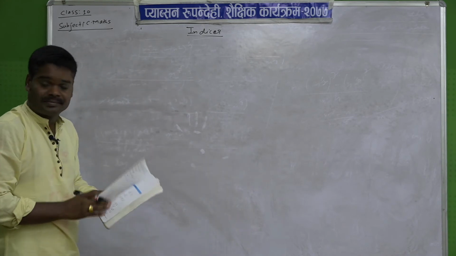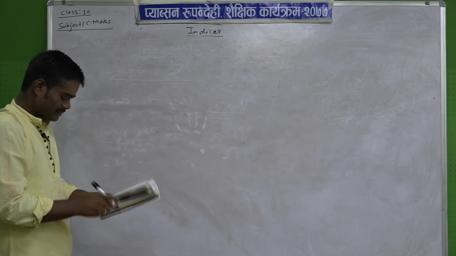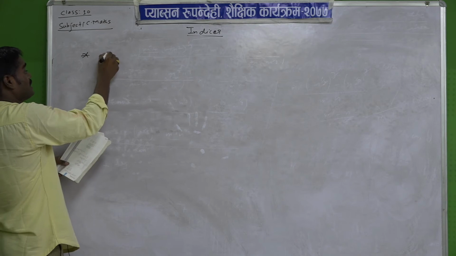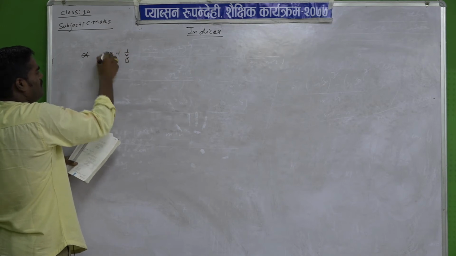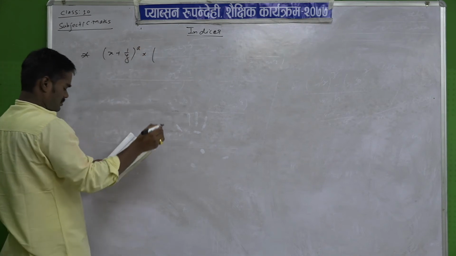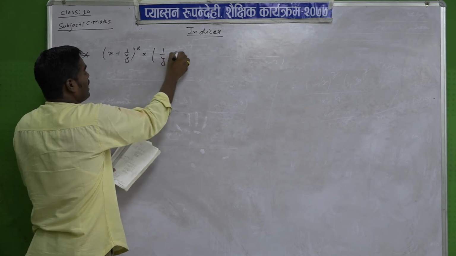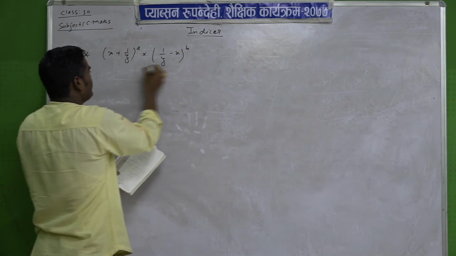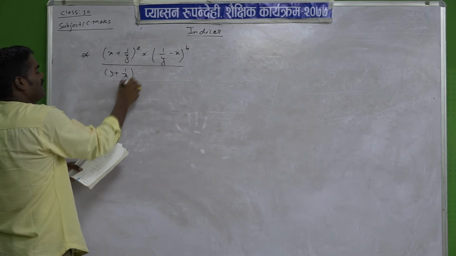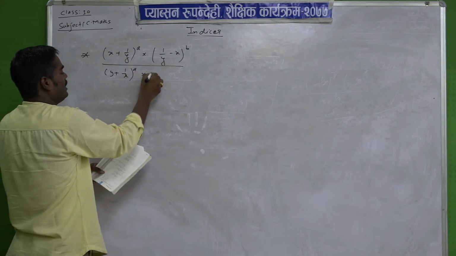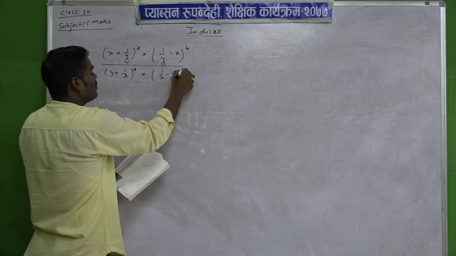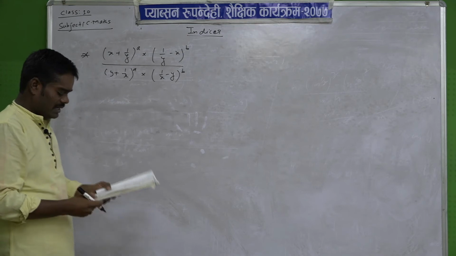So now, the next question is, see here, it is given (x plus 1 by y) whole power a into (1 by y minus x) whole power b, whole upon (y plus 1 by x) whole power a into (1 by x minus y) whole power b. So, we have to simplify this.